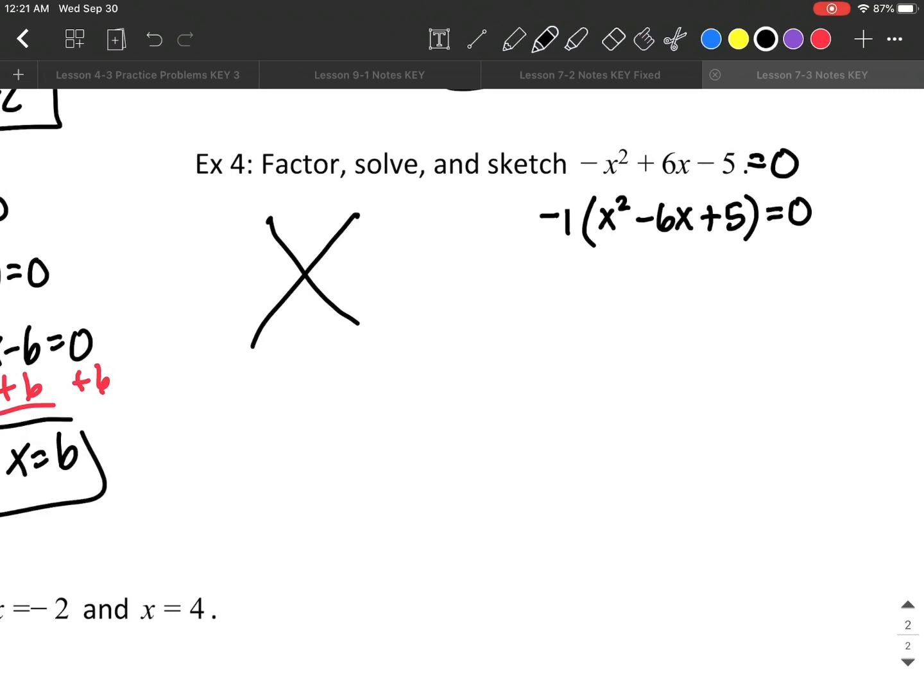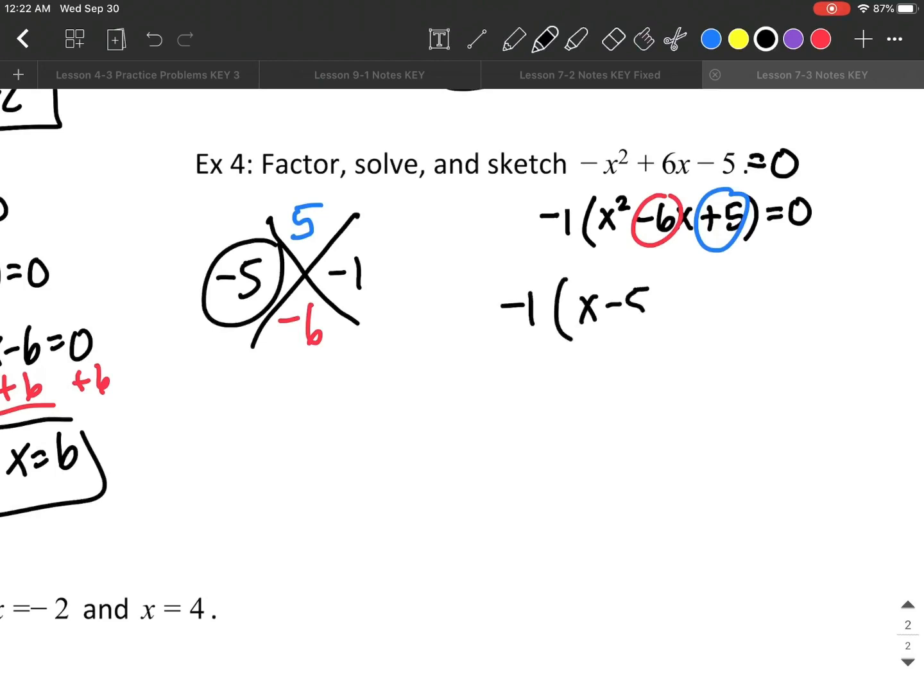So I need two numbers that multiply to 5 and add up to negative 6. And those two numbers are negative 5 and negative 1. So I'm going to rewrite this as negative 1 times x minus 5 times x minus 1, and that's equal to 0. That tells me I don't care about this negative 1 for right now because I'm solving.